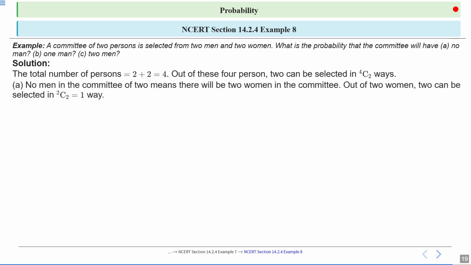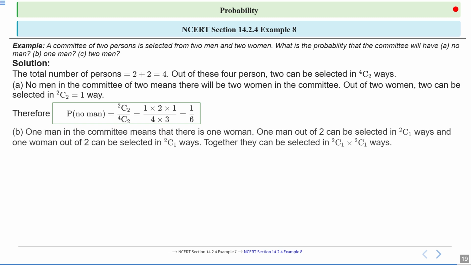And here, no men in the committee of two means there will be two women in the committee. So out of two women, two can be selected in how many ways? In 2C2, that is one way. So two women can be selected in one way. Therefore, the probability of no man is equal to 2C2 divided by 4C2. If you calculate it, you will get 1 by 6. So the probability of no man is equal to 1 by 6.